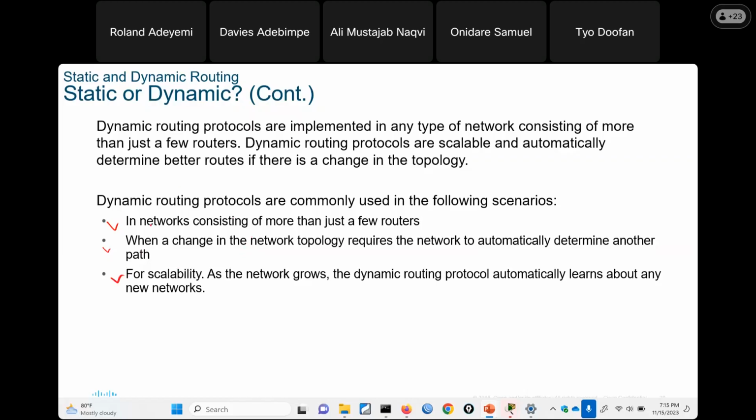And for scalability, as the network grows, scalability in networking simply means the ability to grow. As the network grows, the dynamic routing protocol automatically learns about new networks from its neighbors. That is why this is preferred for big networks.